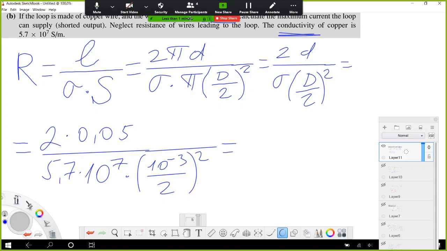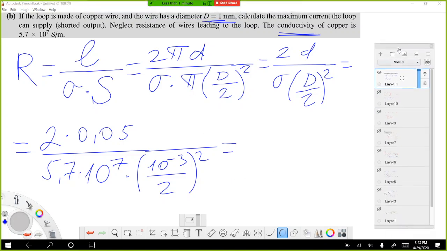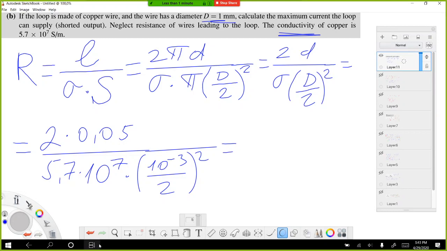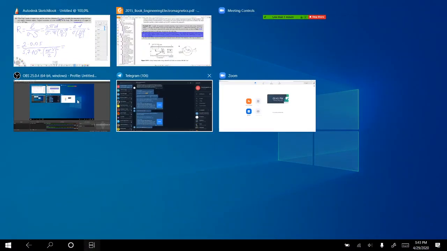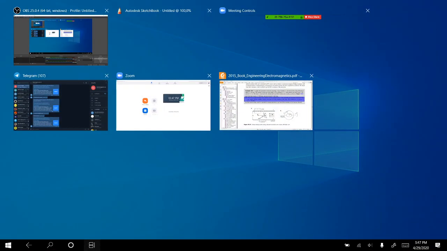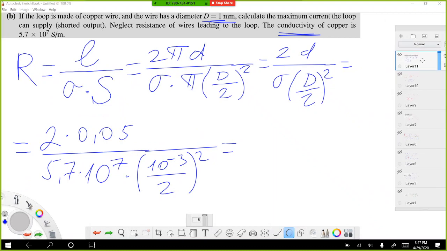Well, we are out of time in Zoom, that's why let's reconnect to the conference. I will pause the video. Well, let's continue. If we compute the numeric value for the resistance, it will be 0.007 ohm.